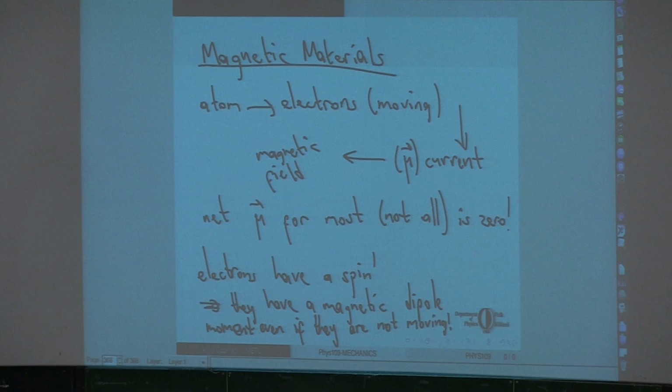So these are the 2 sources of the magnetic moments of a given material. They can have a magnetic moment due to the spin of the electrons, or due to the motion of the electrons. Now, of course, for most materials, these magnetic moments just sum to give 0.